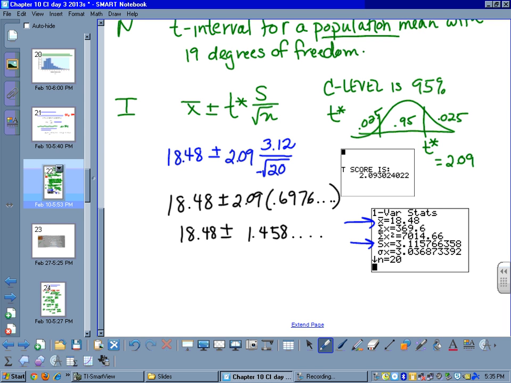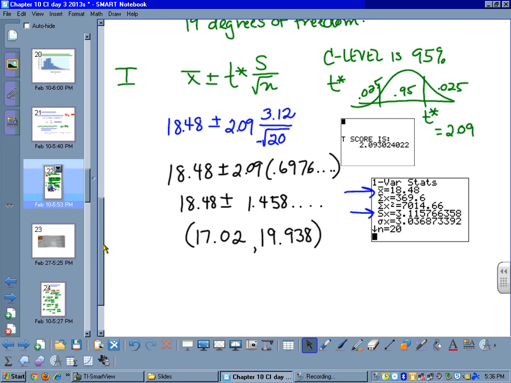And now I'm going to do 18.48 plus my second answer, which gives me 19.938. And if I subtract my 1.458095 from there and subtract it again, I can get the other side. And I have about 17.02. All right, that's my confidence interval.